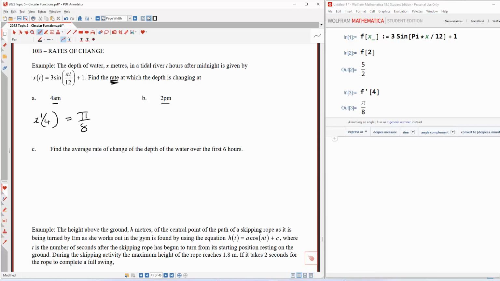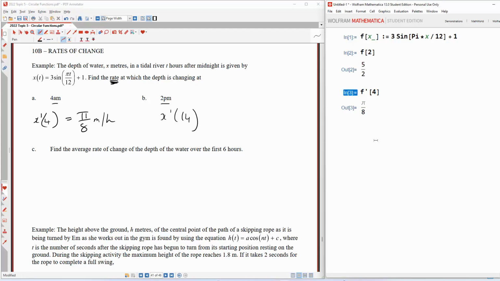All right, and the depth of water is in meters, t is hours after midnight, so this is meters per hour. So it's increasing at a rate of pi on 8 meters per hour at exactly that point. All right, let's do 2 p.m. So 2 p.m. is going to be 14 hours after midnight. So x dash 14.